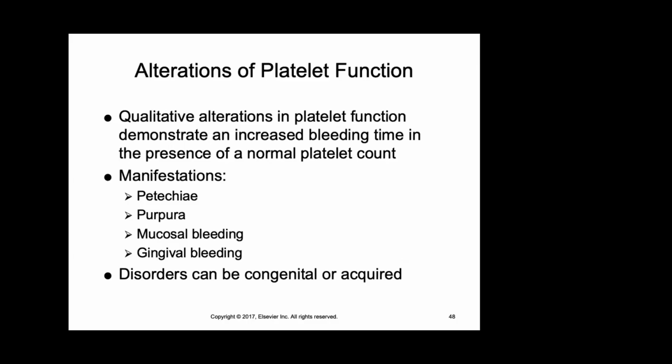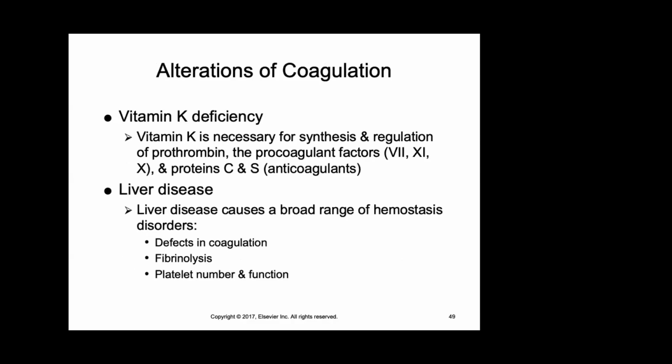Other changes in platelet function: qualitative alterations demonstrate an increased bleeding time in the presence of a normal platelet count. And we see petechiae, purpura, and mucosal gingival bleeding, that's bleeding in the gums. Disorders can either be inherited or acquired. One example is vitamin K deficiency, which is critical for synthesis and regulation of prothrombin, the procoagulant factors 7, 11, and 10, and proteins C and S, which are anticoagulants.